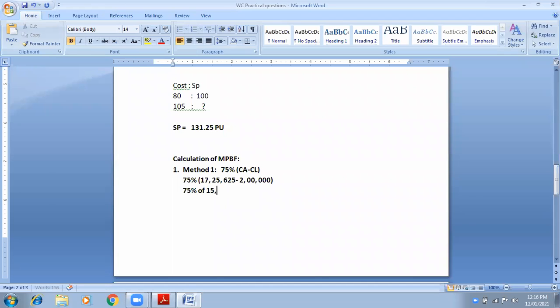Ma'am, 15 lakhs 25,625. Yes. Now, what will be the final answer? 75 percentage of 15 lakhs 25,625. So what would be your final answer? Ma'am, 11 lakh 44,618.75. 618.7, no? So you can write 619.